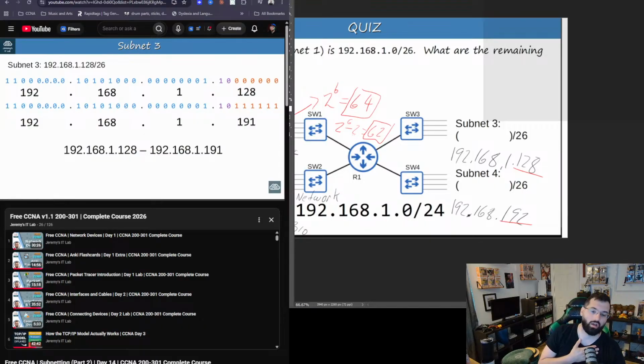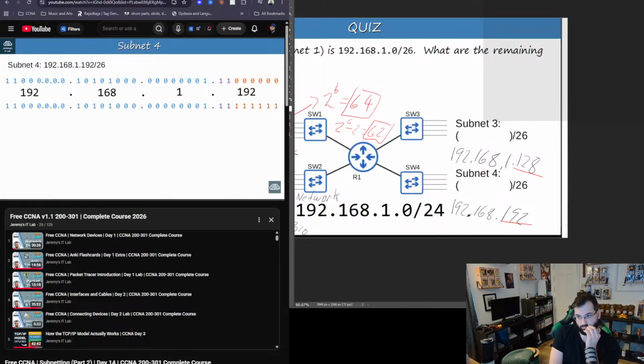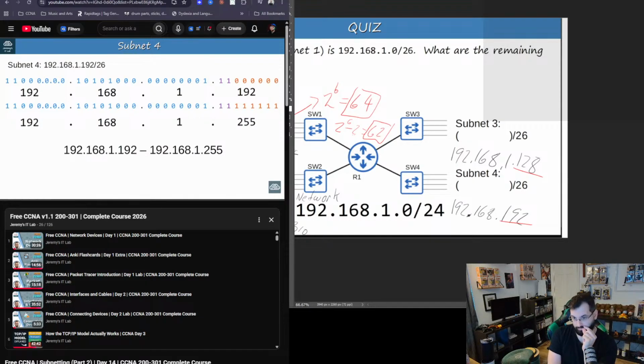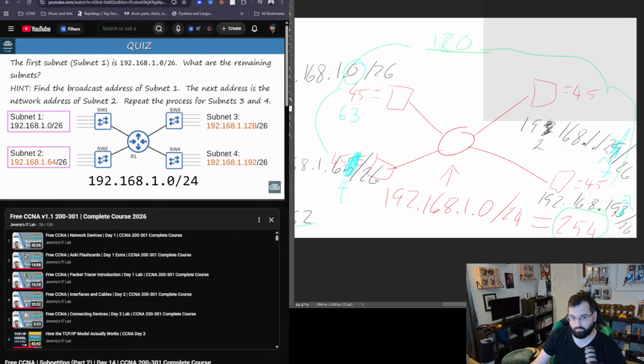Oh my god. Now we can find the last subnet, I understand subnet 4. Subnet 4 is 192.168.1.192/26. Here is the network address in binary. This time the borrowed bits are all 1, so this is our last subnet. We don't have any room for more. Change the host bits to 1, and here's the broadcast address, 255. So the address range for subnet 4 is 192.168.1.192 through 192.168.1.255. Okay, we found the answer to the quiz. You may notice something about these numbers. 0 plus 64 equals 64.